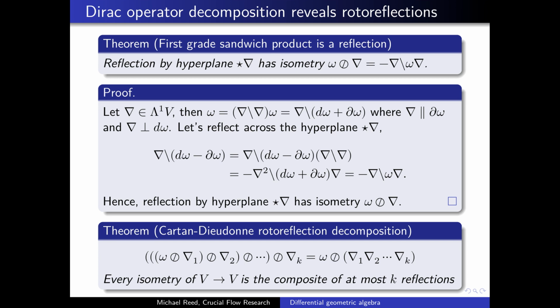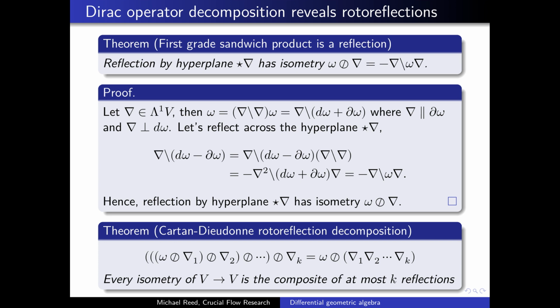And that's what the Cartan-Dieudonne reflection theorem says. The way we can express it in terms of a formula is using this O slash notation, where omega O slash nabla 1, composed with O slash nabla 2, and so on up to nabla k, is equal to omega O slash of the geometric product of nabla 1 times nabla 2 up to nabla k. What this helps us understand is that we can express the decomposition of every isometry into a composite of at most k reflections by observing the formula for reflection and nesting it several times.